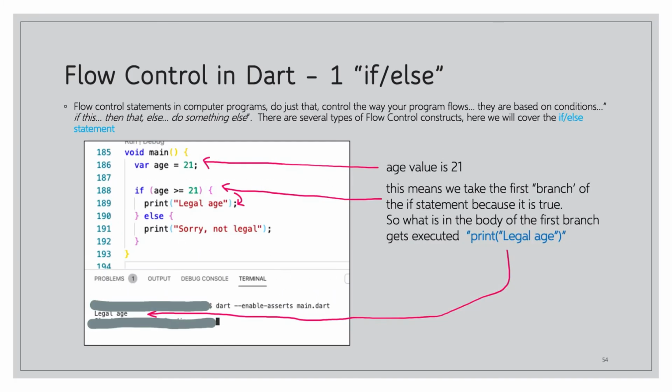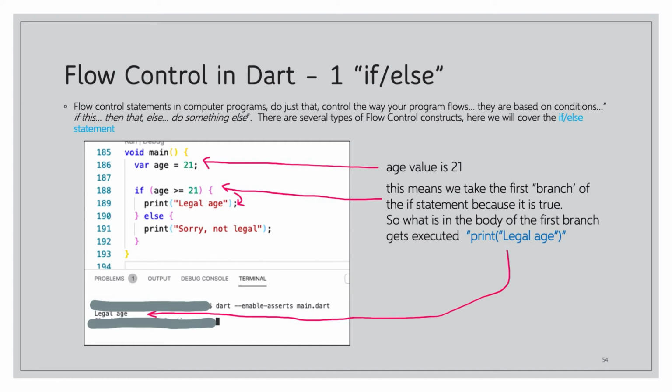All right, and we're switching gears yet another time. We're diving into the wonderful world of flow control. There is no way you can avoid this in any programming language that I've ever heard of or used. Flow control statements in computer programs do just that. They control the way your program flows or executes. They are based on conditions. For example, if this, then do that. Else, do something else.